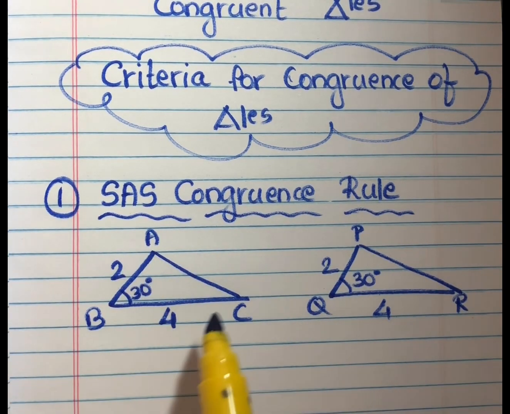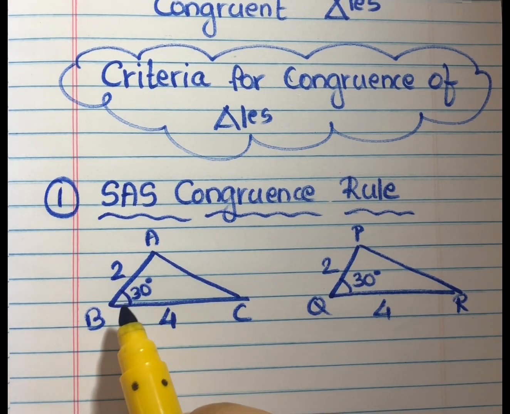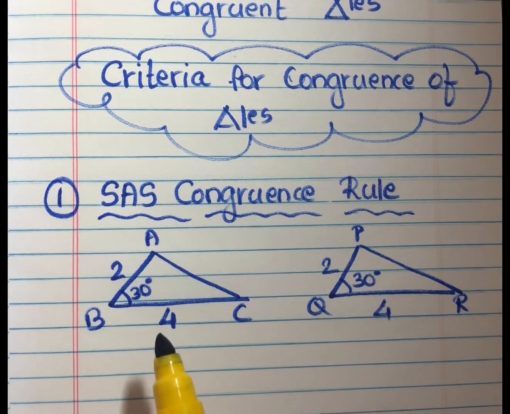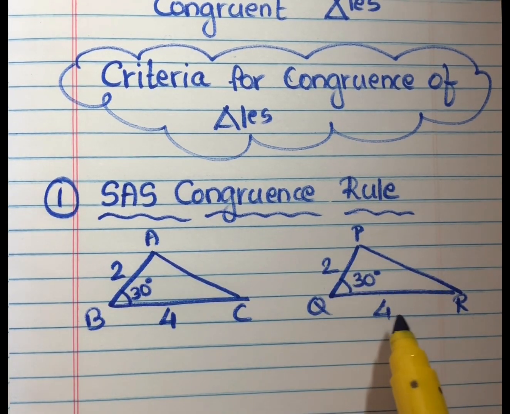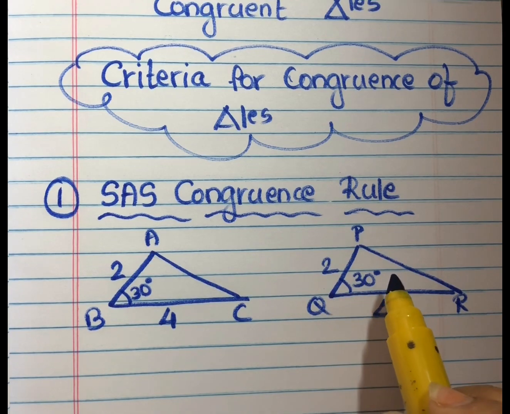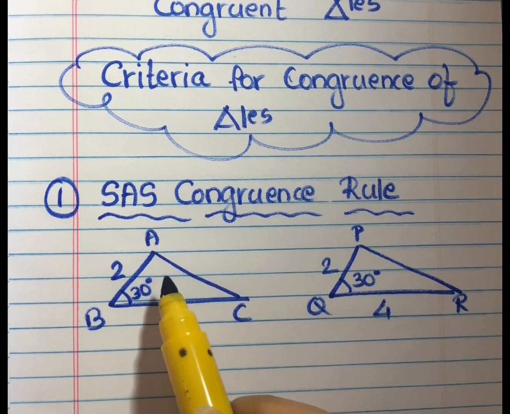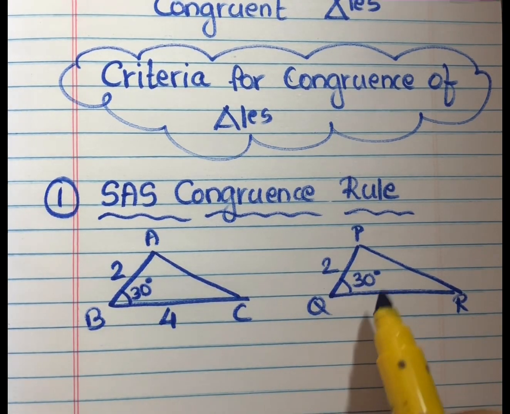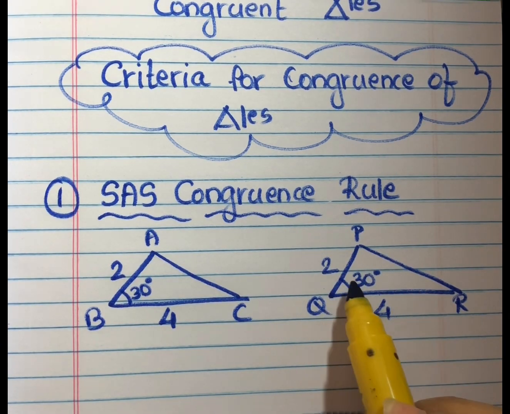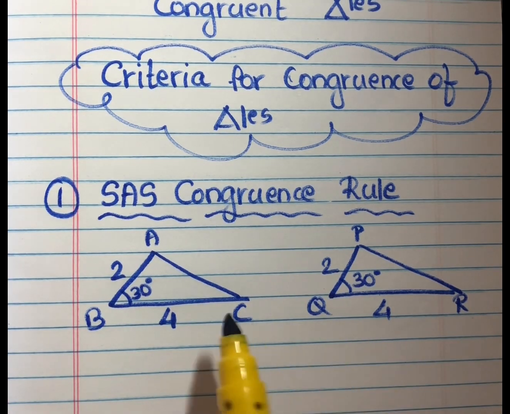If in two triangles, the two sides and the included angle of the one triangle are equal to the two corresponding sides and the included angle of the other triangle. That is, in two triangles, if the two sides and the included angle are equal to the corresponding two sides and included angle of the other triangle, then the two triangles are congruent.